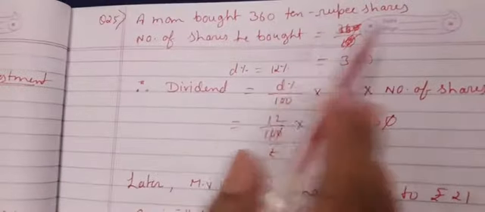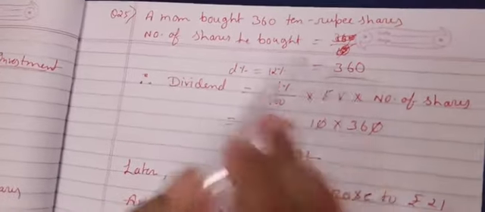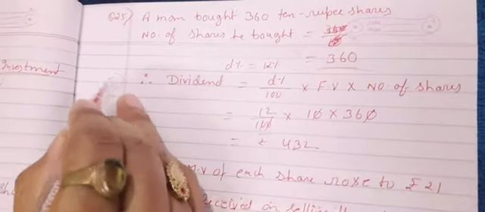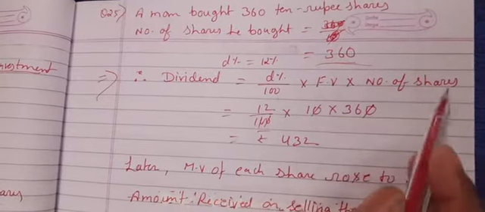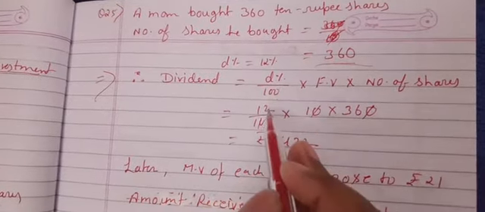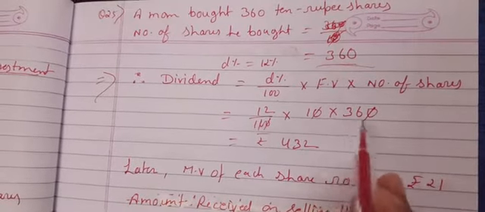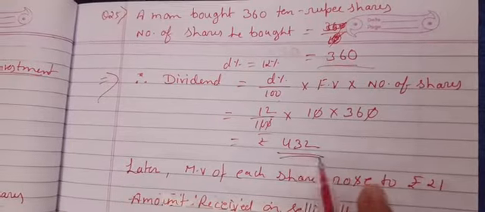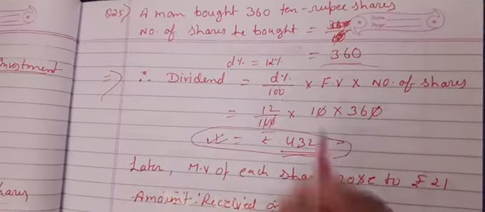So I have written a man bought 360 ten rupee shares. So number of shares he bought is 360. Dividend percent was 12%. So what was the dividend from the first share? Dividend percent upon 100 into face value into number of shares. The dividend percent was 12%, so I have written 12 upon 100. Face value was 10 and number of shares was 360. So the 0 cancels, and 12 into 36 is rupees 432. So this was his annual income from the first share.